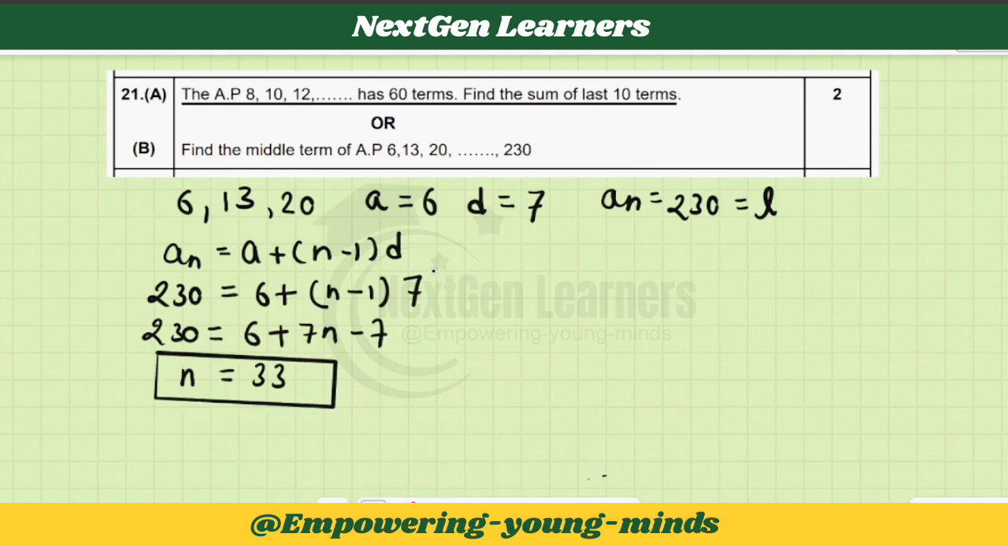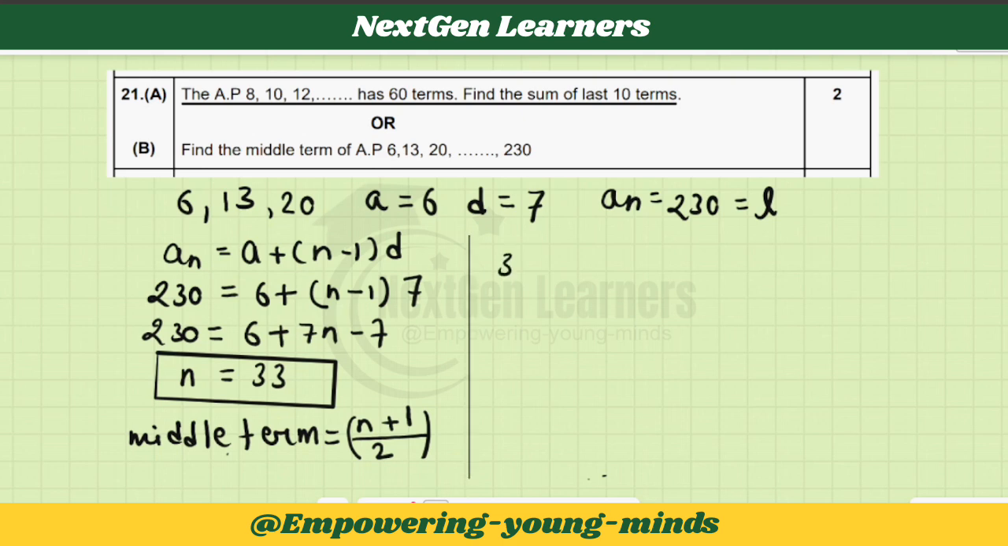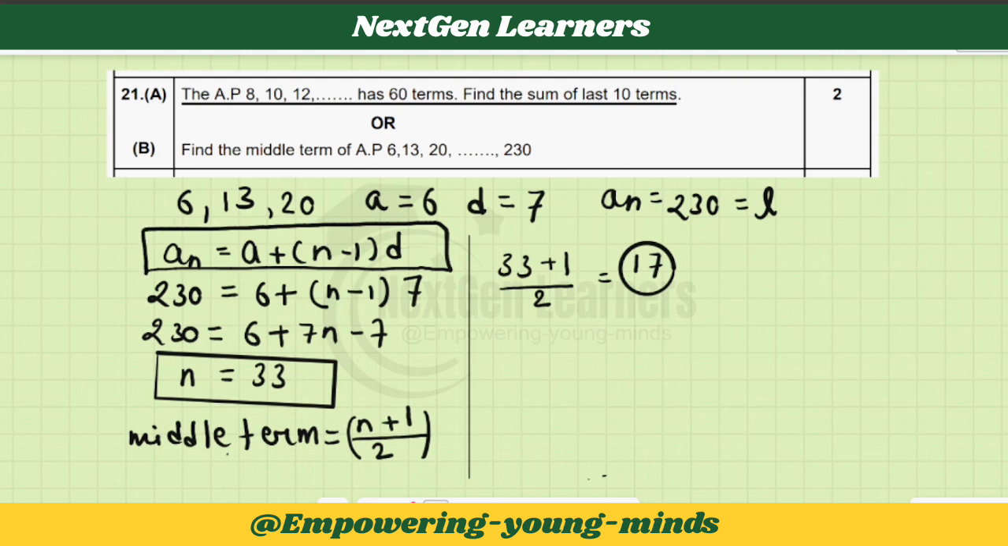So middle term will be (n plus 1) upon 2. It is the position of the middle term. If I put the value of n as 33 in this formula, so (33 plus 1) upon 2, I'll get my value of middle term as 17. Now I need to find the 17th term of the series. So again use this same formula to find the 17th term.